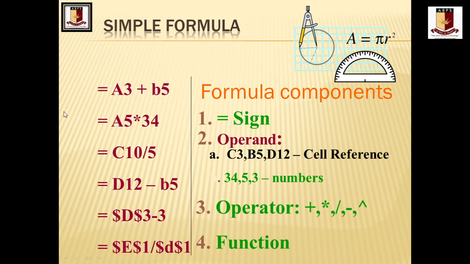So the meaning of this A3 is whatever the value in A3, that will appear here, because we are taking the reference of that cell. Plus is the operator. This is the other component. B5. The meaning of B5 is cell B5, column B and row 5. So these are the two cell references. Whatever value is in these two cells, that will be added. That is the meaning of this formula.